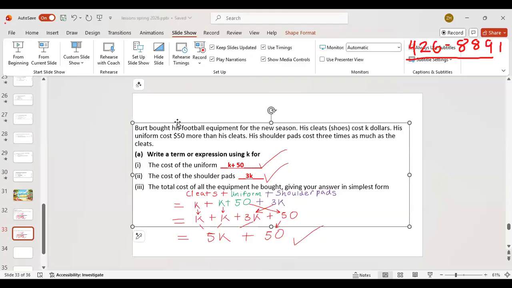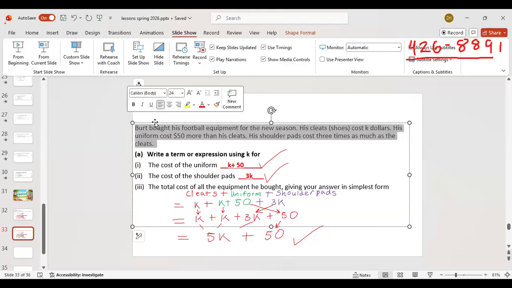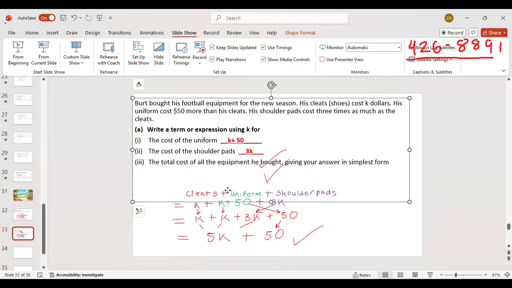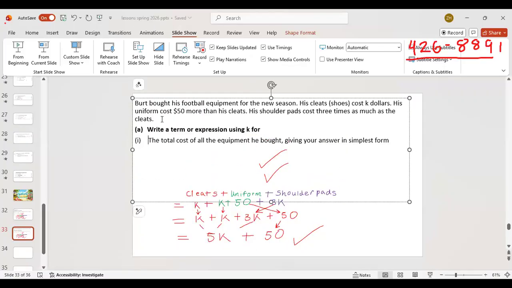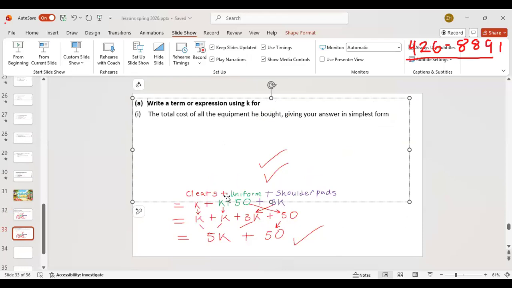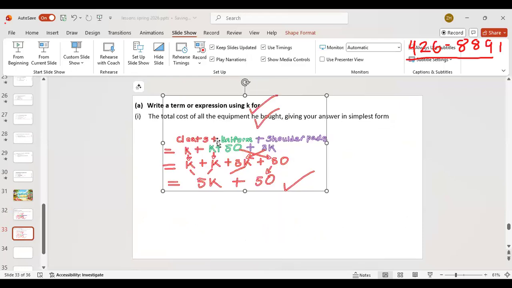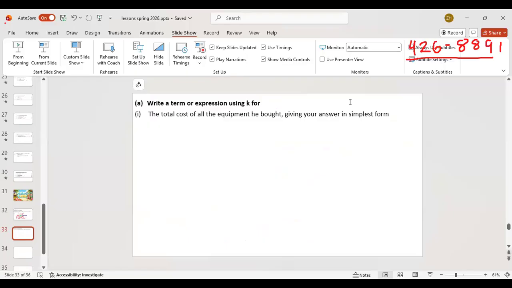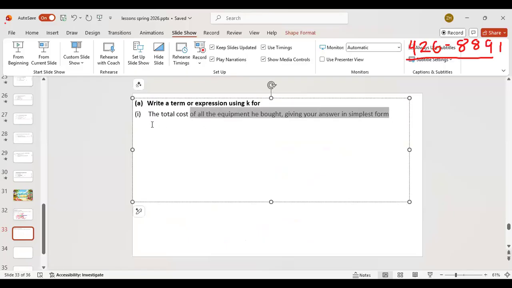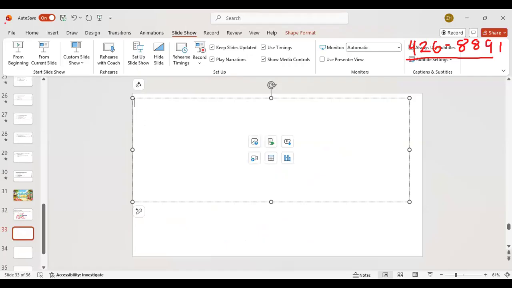This is going to be part 4. We don't need this no more. We just need this part. So the next part says that this is B. So we're on B. Still the same question, but this is B.